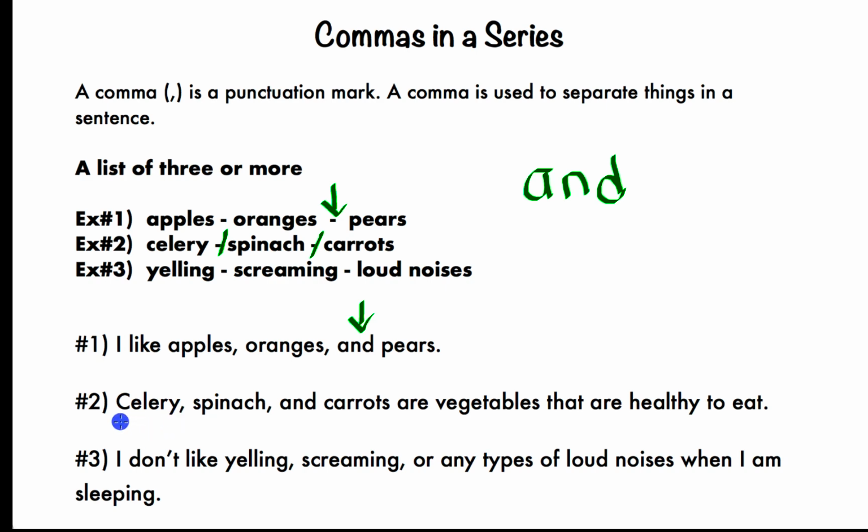So I wrote for my completed sentence for example number 2, celery, comma, spinach, comma, and carrots are vegetables that are healthy to eat. You notice carrots was the last item on my list of 3. So I had to place what here, kids? An and right before the last item for that listing.